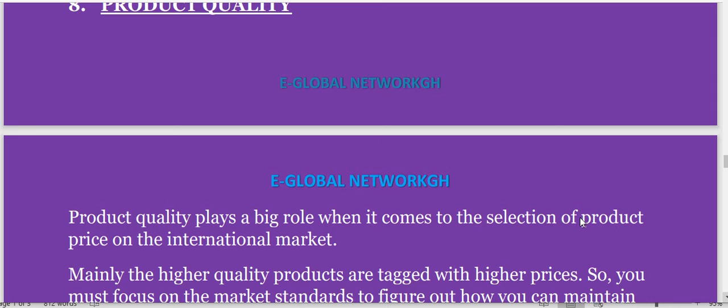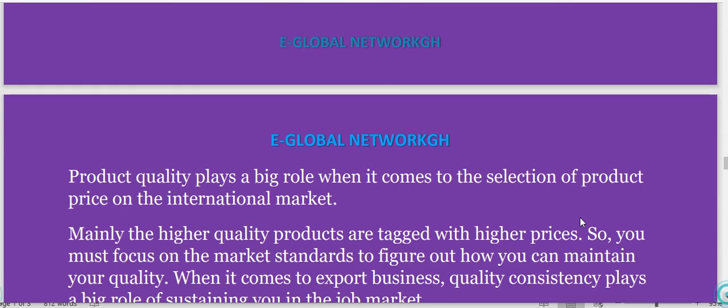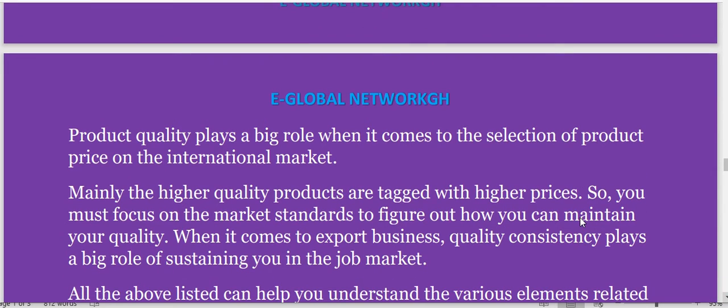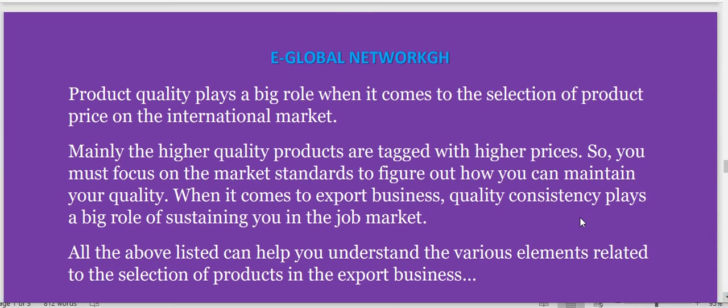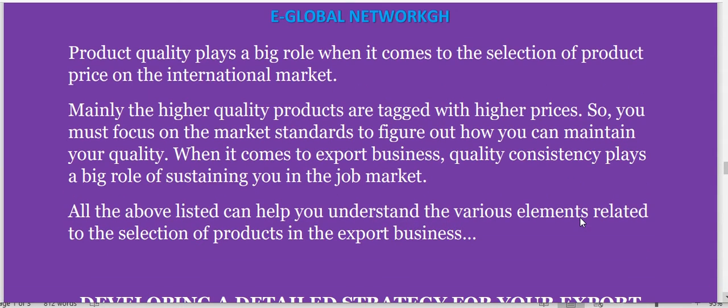Once you've sent a high quality product sample to them, you must send the same quality product to them when you are sending the real product. It is very important. Now, product quality plays a big role when it comes to the selection of products price on the international market. Mainly, the higher quality products are tagged with higher prices. So once your product has high quality, your prices go up.